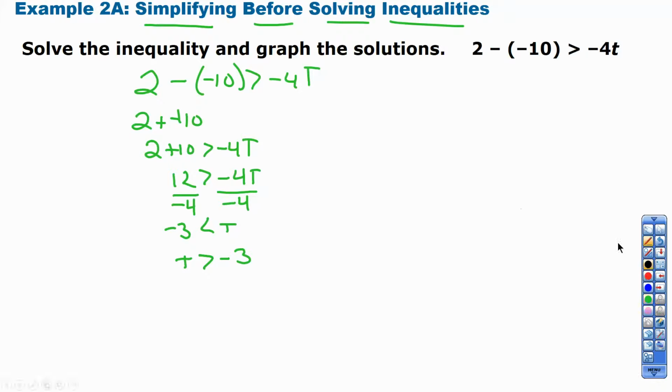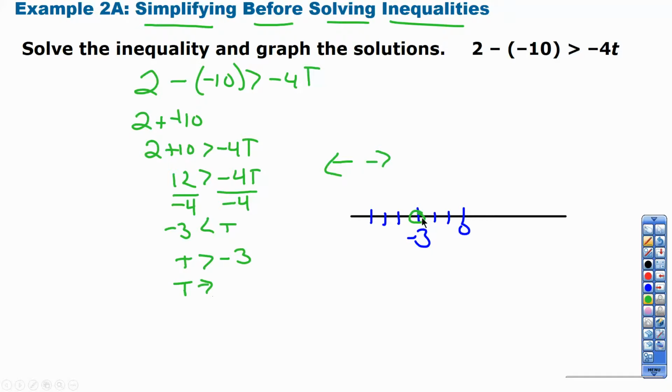So now we graph that inequality. So negative 3. Now as we graph that, do we fill in the circle? No, because there is no equal sign underneath that. So we leave it open. Now does the arrow point to the left or does it point to the right? Since t is on the left, the arrow points the same direction. So it goes like that.